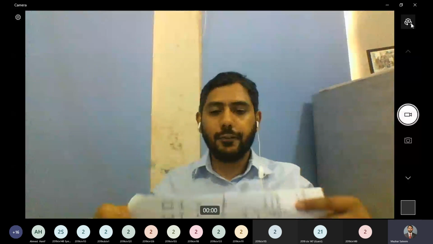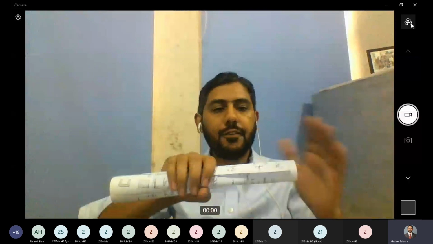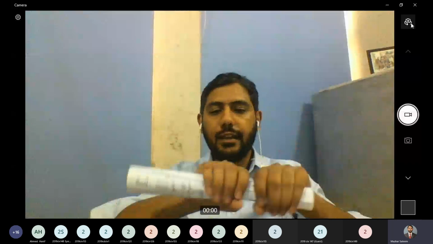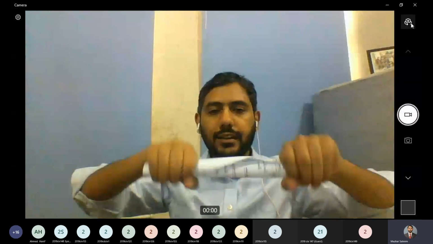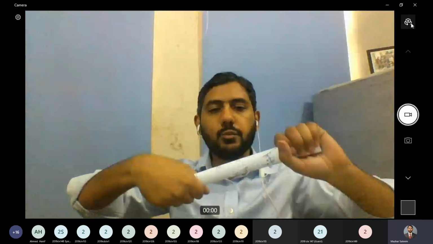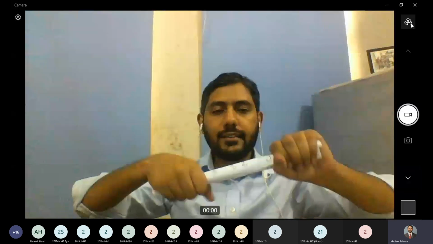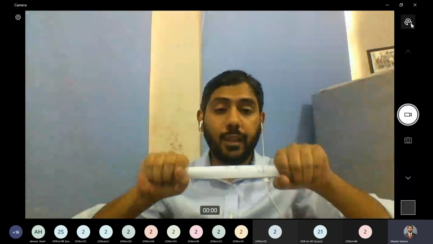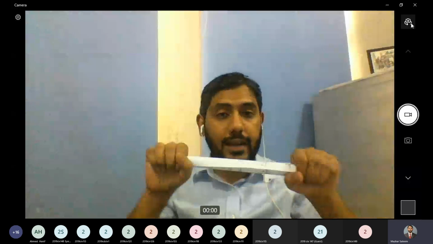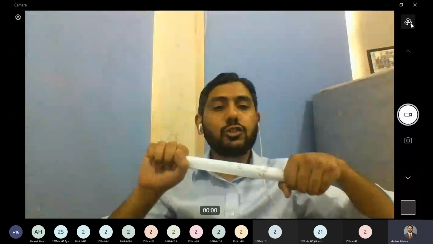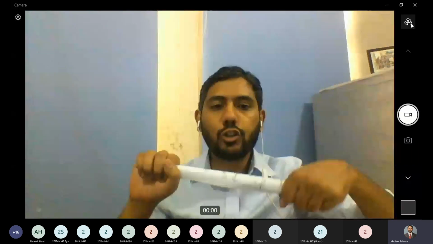For example, if I have a member like this and I apply a moment like this, this is also a moment. See, moment is the rotational effect of force, and this is also a moment, but whether this moment is a bending moment or not, no, this is not a bending moment. This is twisting moment or torque.